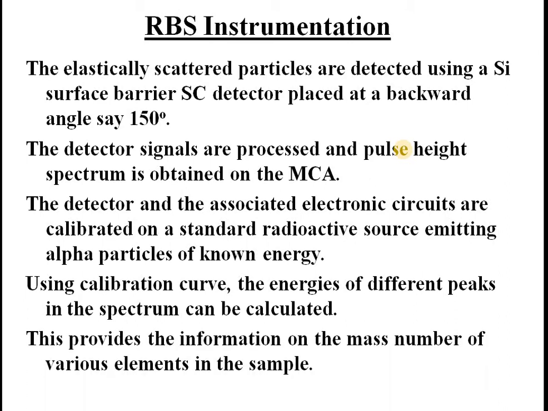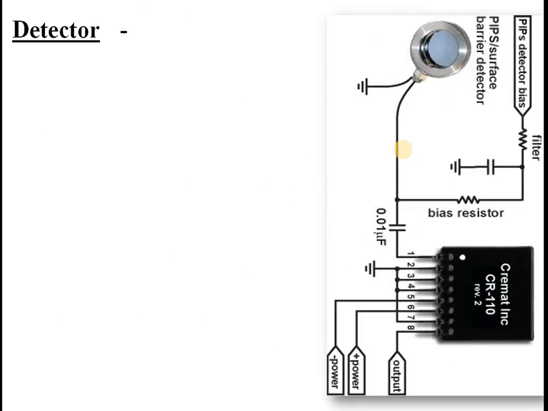We have discussed this, and it provides the information on the mass number. From the plot or graph, you get information about the kinematic factor, and from the kinematic factor you can draw the information regarding the target atom. So the spectrum will give you the energy of the scattered particle, and that enables you to calculate the mass of the target atom.